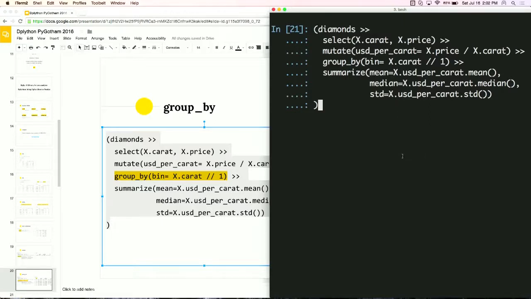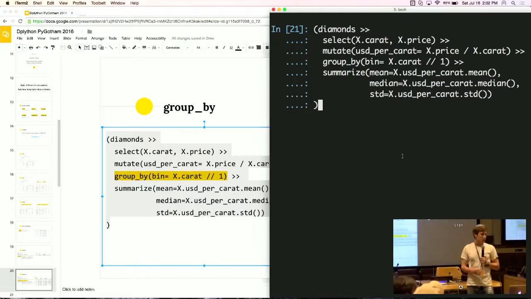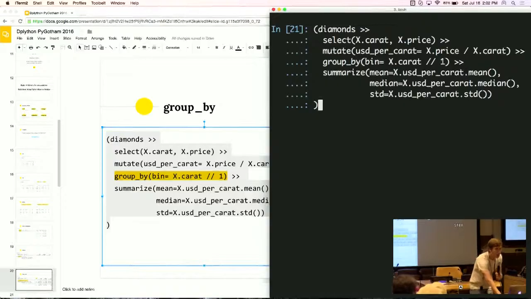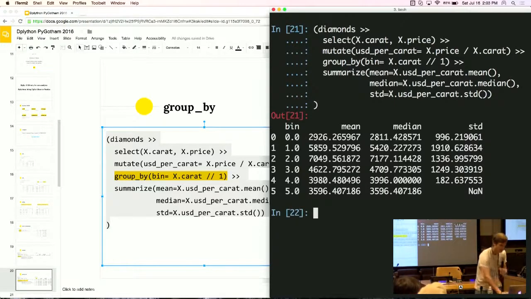This says, I want to know if this is different for different size diamonds. Maybe for really big diamonds there's diminishing returns, people don't care about how much bigger it is, so they're not willing to pay as much. Maybe for the smaller ones, they care more. So x dot carat, I'm integer dividing by 1. Basically, I'm just cutting off fractional points of carats. So is it going to be at least 0 carats, at least 1 carat, et cetera? With just adding this little group by in here, we now have these bins, which is the rough size of carats. And now we can look at this and see mean and median and standard deviation.